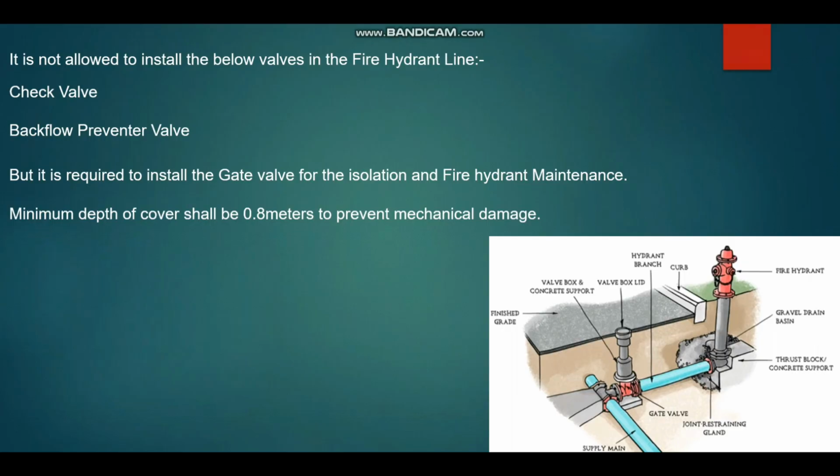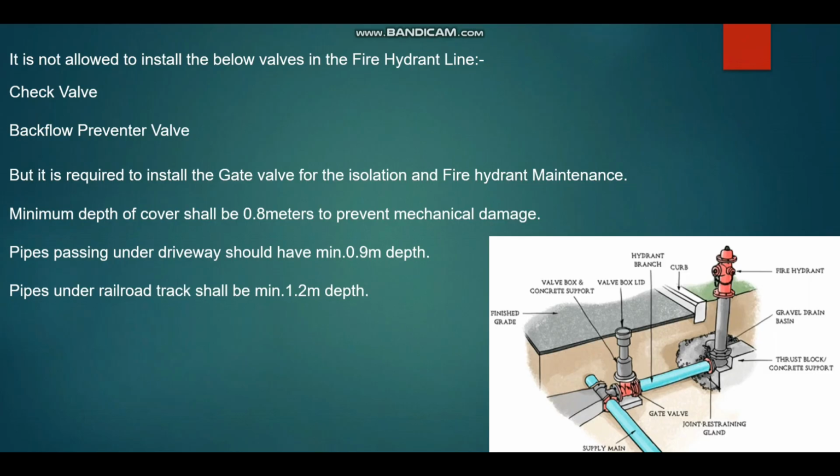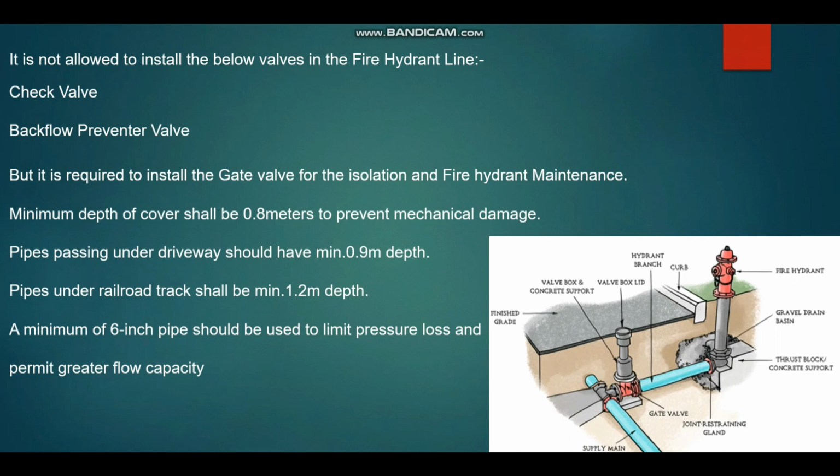Like we see here, this is a general condition that minimum depth of cover shall be 0.8 meter to prevent mechanical damage, but this can be increased to 0.9 meter if the pipes are passing under a driveway. I mean, if there is any road and the pipe is passing under the road, then this depth will be increased to 0.9 meter. And we have another special requirement also. Pipes under railroad track shall be minimum 1.2 meter depth, so slightly higher depth it has to go. Minimum of 6-inch pipe shall be used to limit pressure loss and permit greater flow capacity. That means the branch pipeline should be minimum 6-inch to limit the pressure loss and also to permit greater flow capacity of the fire hydrant.